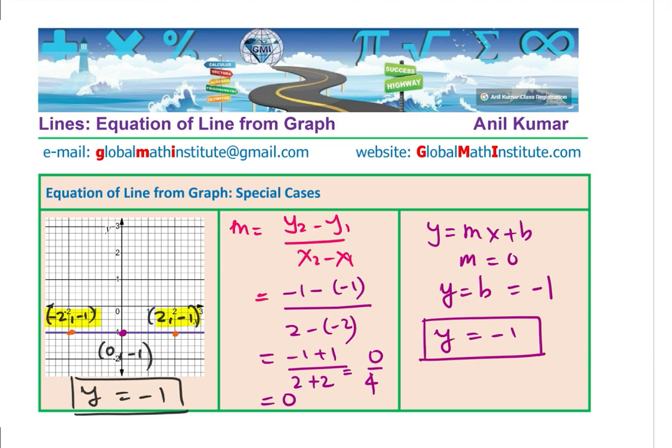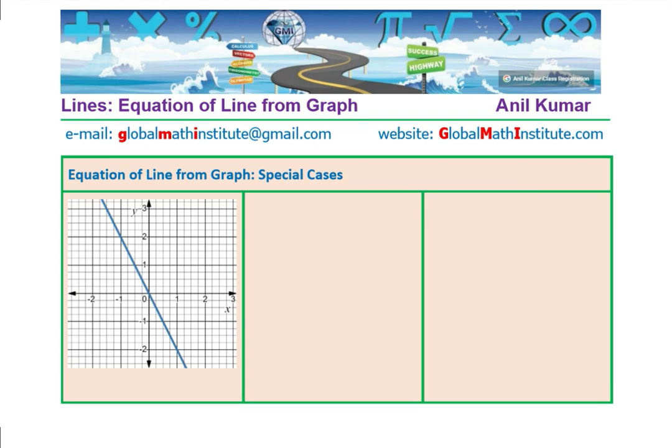So what we have noticed is that for a horizontal line, y equals h, or we can say b, right? Where b is the y-intercept. Make sense? So that is how easily we can get the equation of a horizontal line. The last one here is a diagonal line.